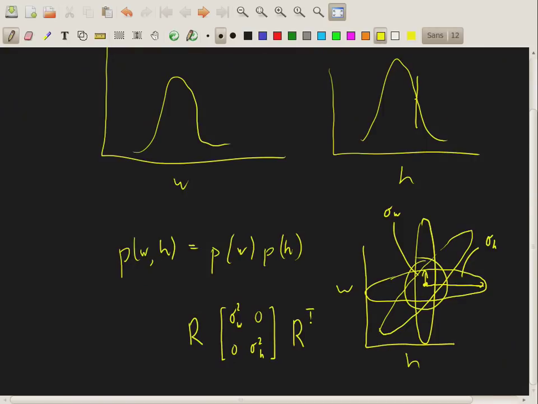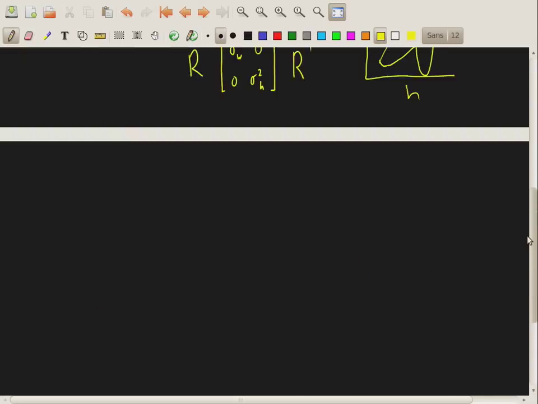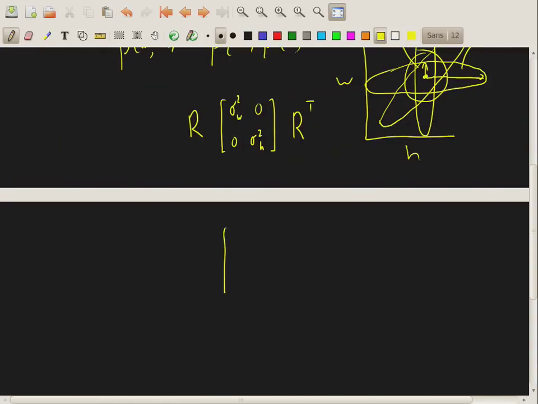So a rotation matrix, who's done computer graphics? Okay, great. So you know about rotation matrices. This is a two-dimensional rotation matrix. It's just taking an ellipse like that and rotating it around. It's very easy to do, but the effect of having done it is to give us a Gaussian which has off-diagonal terms. So we'll call that still sigma w squared, we'll call that sigma h squared, and then here we have like a sigma wh, we have a sigma hw, which is exactly the same.